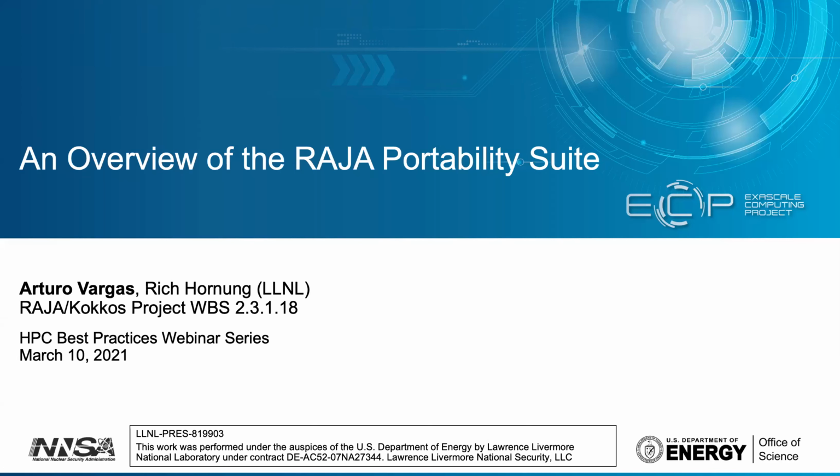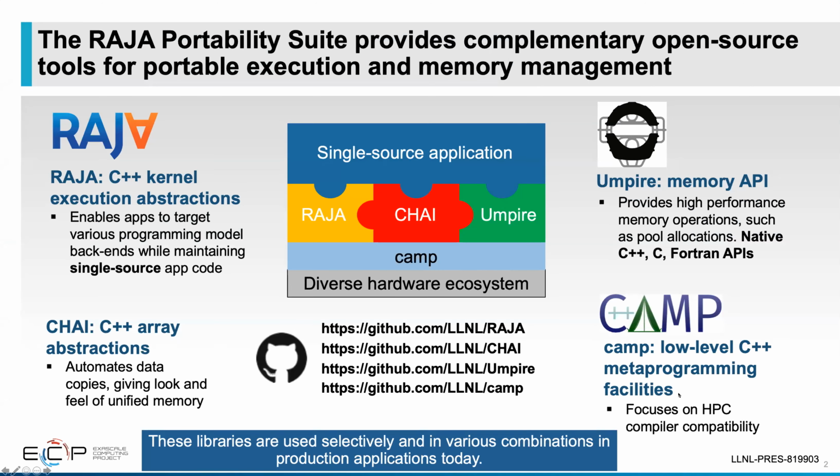Yeah, so I'm here on behalf of the RAJA Portability Suite team to provide an overview of the different technology we've been developing. The RAJA Portability Suite is a collection of modular open source tools for developing single source portable codes. There are 4 main projects, and throughout the talk, I want to give a little tour of each of them.